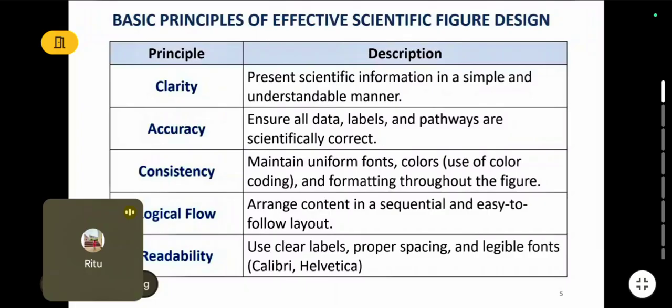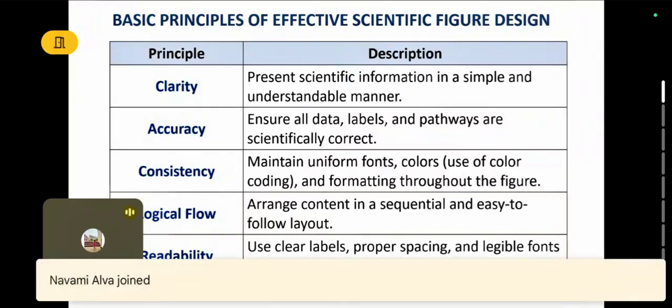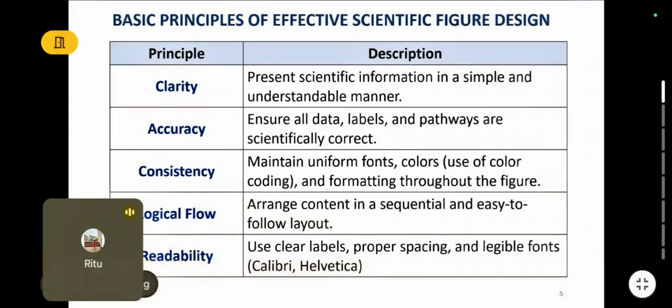Basic principles of effective scientific figure design. Clarity, accuracy, consistency, logical flow, and readability are the most important principles for the creation of any figure. The figure should not be overcrowded. It should be clear; the message should be clear. Accuracy is the most important thing, I think. When you do a literature search, you always have to have a reference for everything you are presenting in a review or research. Same goes for figures. If you are describing a mechanism, you should have cross-checked it with an accurate, scientifically published reference.